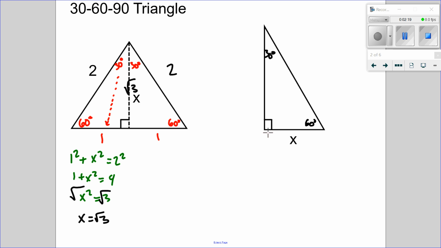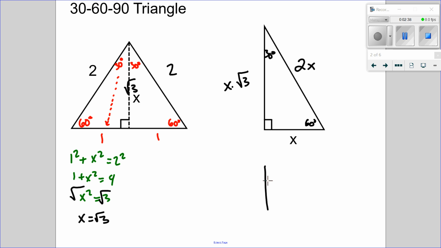So, if my short leg is x, we said 1, the hypotenuse is going to be 2 times bigger, 2x, and then x times the square root of 3. It's going to be root 3 times bigger than this short leg. But these work all the time.